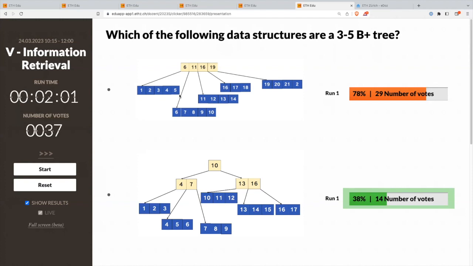If you have 5 children, that's 4 values in the middle. And that interval on the values also applies to the leaves, right? So the leaves can have between 2 and 4 values in a 3-5 B plus tree. For whom is that clear? All right, very good. And this one is absolutely a 3-5 B plus tree.